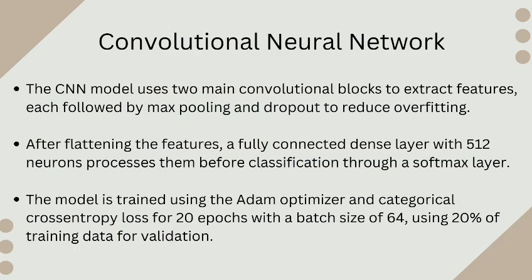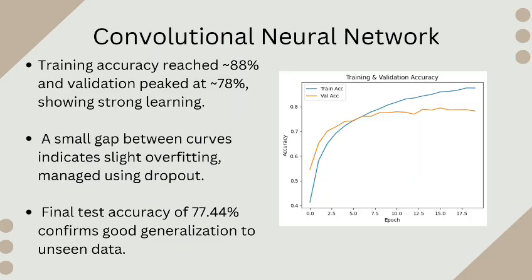The CNN model uses 2 convolutional layers with max pooling and dropout to extract features and reduce overfitting. The features are flattened and passed through a dense layer before final classification with softmax. It was trained for 20 epochs using Adam Optimizer and categorical cross entropy, with 20% of the data used for validation. Training accuracy reached about 88% and validation peaked at 78%, showing strong learning.